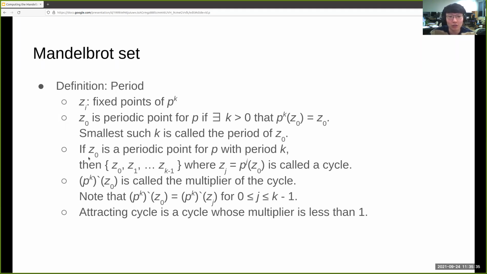If z0 is a periodic point for p with period k, then the set z0 to z_{k-1}, where z_j equals p to the power of j of z0, is called a cycle. And the derivative of p to the k at z0 is called the multiplier of the cycle, due to the following reasons. Finally, an attracting cycle is a cycle whose multiplier has absolute value less than 1. Now we have defined the attracting cycle.